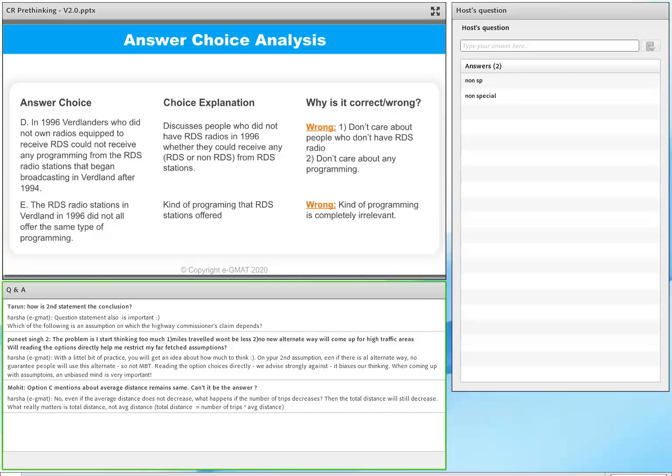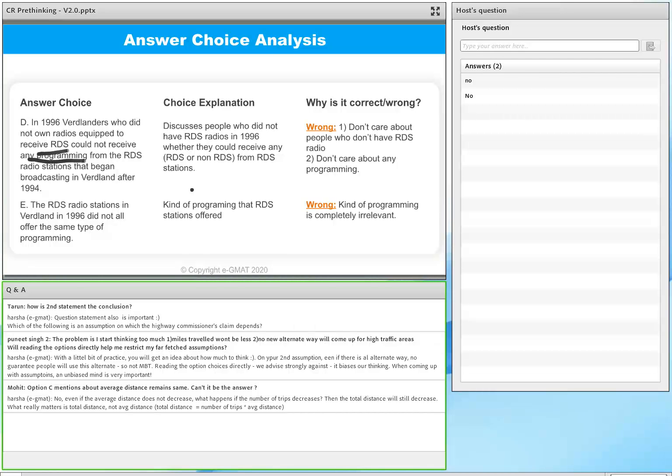Now let's look at choice D. A lot of you chose choice D. Choice D is wrong on many counts. If you just focus on the conclusion, you would have rejected choice D. Choice D says, in 1996, Worlanders who did not own radios equipped to receive RDS. Do we care about people who don't have RDS radios, given the context in the argument? No, we don't. Could not receive any programming. Do we care about any programming? No, we don't. We only care about RDS programming, right?